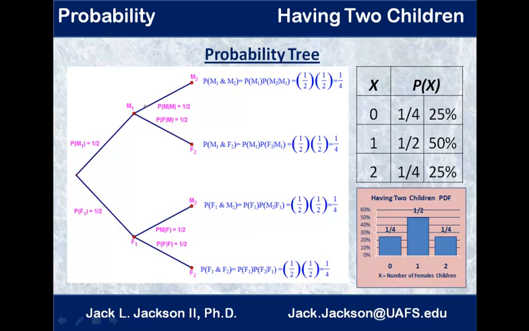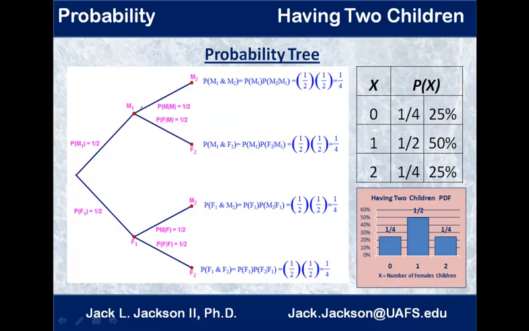Then on the next level, once you've had a male child the first time, you could either have a male or a female child the second time, M sub 2 or F sub 2. Notice we put probabilities on these branches. Either one of the original branches was probability 1/2. And by the way, coming out of a vertex, all the probabilities must add up to 1.